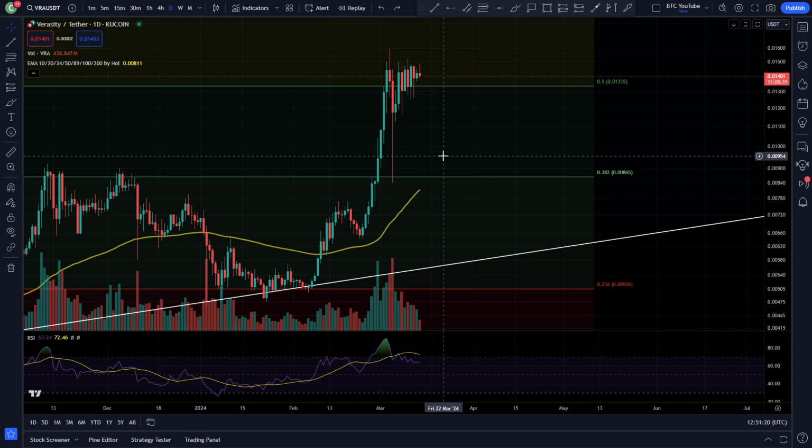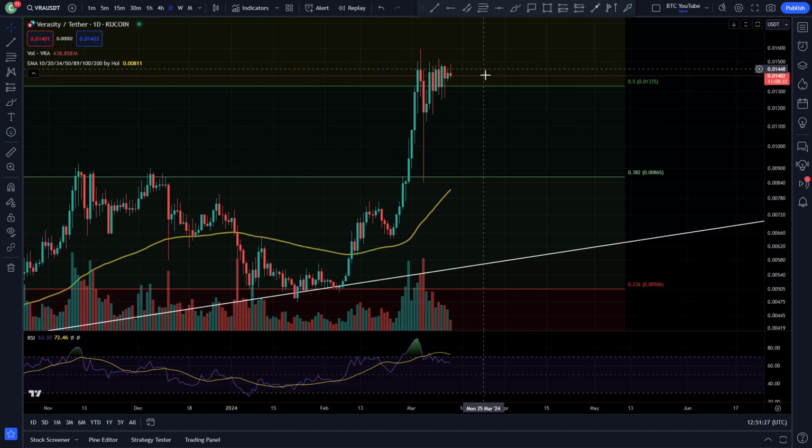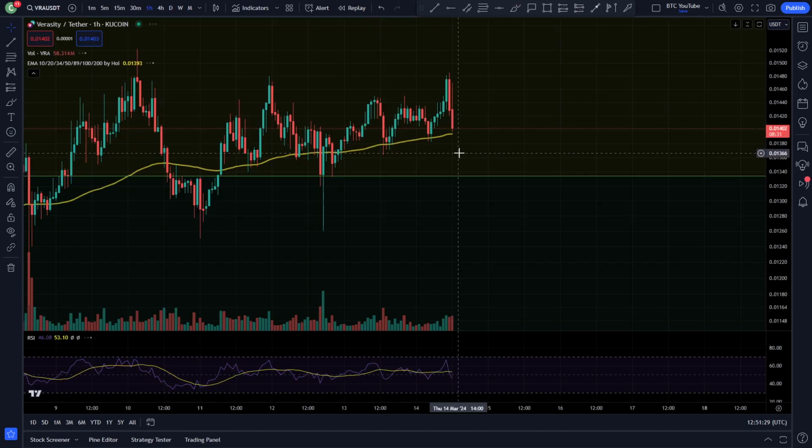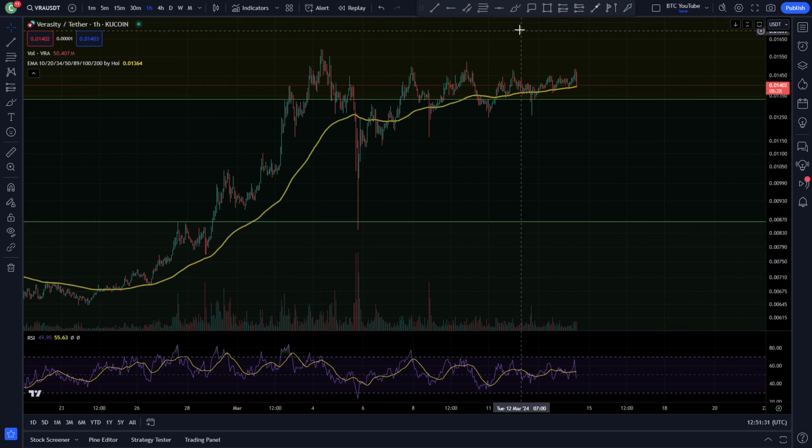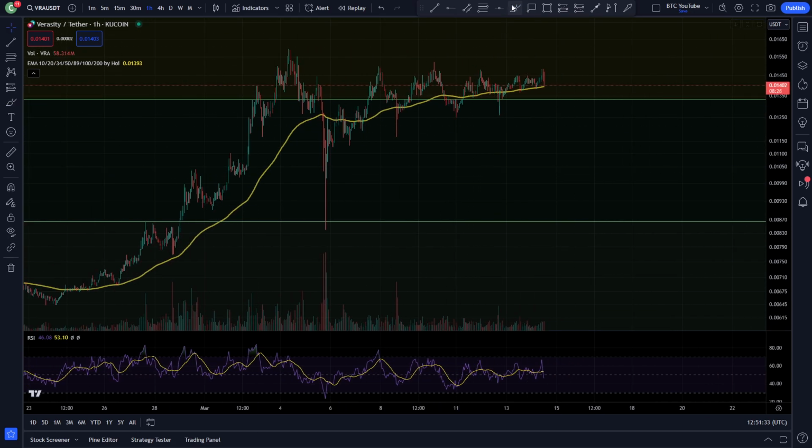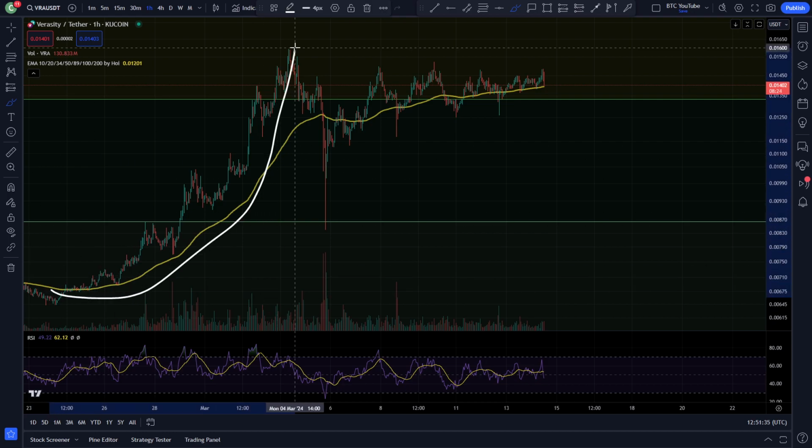Obviously, Bitcoin and Ethereum stealing the show recently with their crazy continuous price action to the upside. So Verasity has really not been doing that much over the past week or so, just as I said, consolidating in this local area. If you look at the hourly time frame, you can see in even better detail what I'm talking about. We obviously had that nice run up all the way up to around 1.5, 1.6 cents.